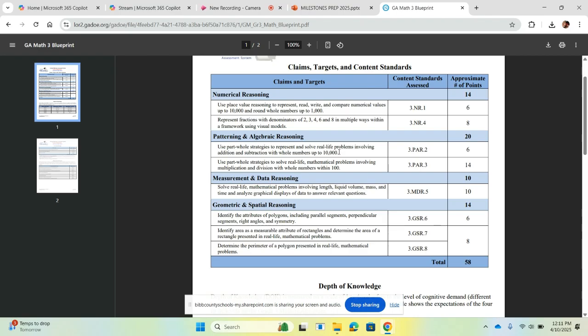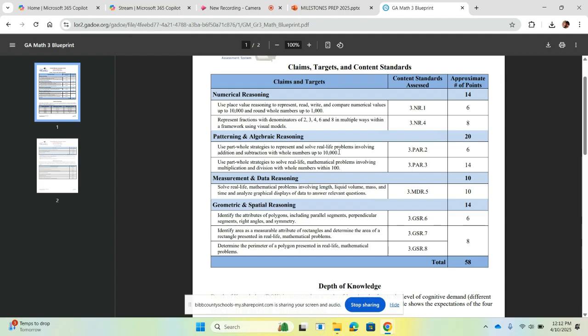Measurement and data reasoning is the next domain. Solve real-life mathematical problems involving length, liquid, volume, mass, and time, and analyze graphical displays of data to answer relevant questions. Identify the attributes, and then our last domain is geometric and spatial reasoning. Identify attributes of polygons, including parallelogram segments, parallel segments, perpendicular segments, right angles, and symmetry. And I said parallelogram. The parallelograms will be included in that in this domain as well.